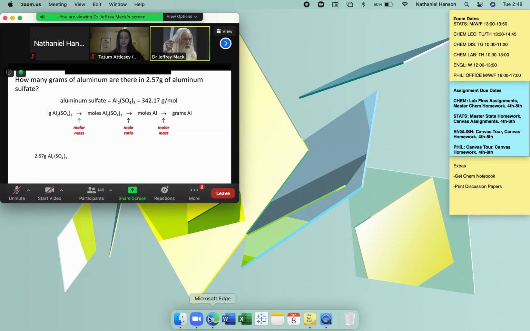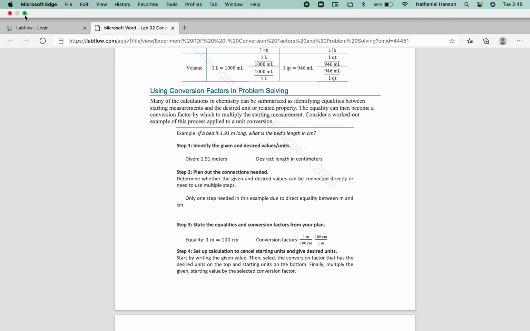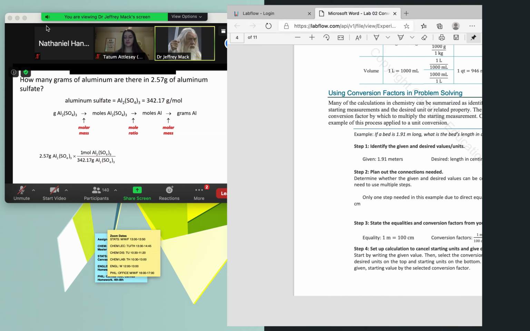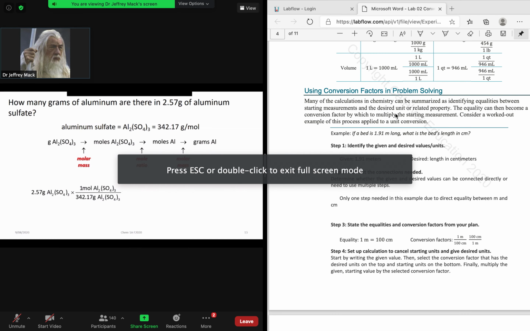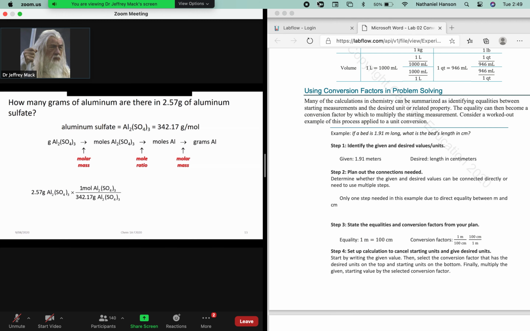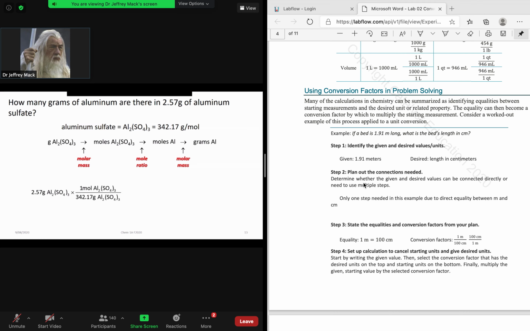All right, so I start out with 2.57 grams of aluminum sulfate, and I convert that into moles. Molar mass is 342.17. So I go in and I get 1 mole per. How many sig figs should I use? As many as you can get off your periodic table. You can see I'm starting with 3 sig figs. I've got 5 sig figs in my molar mass, so that's sufficient.